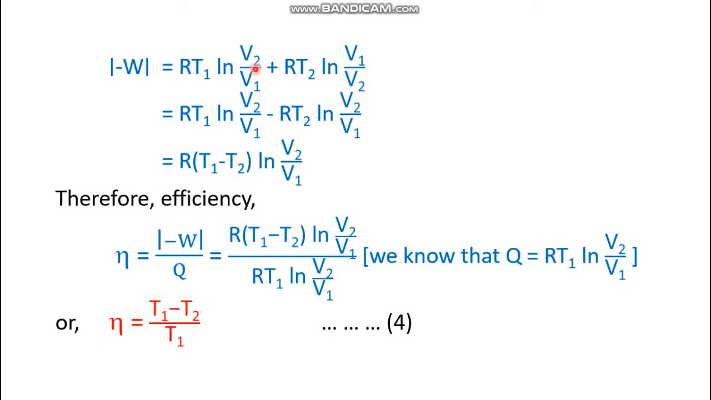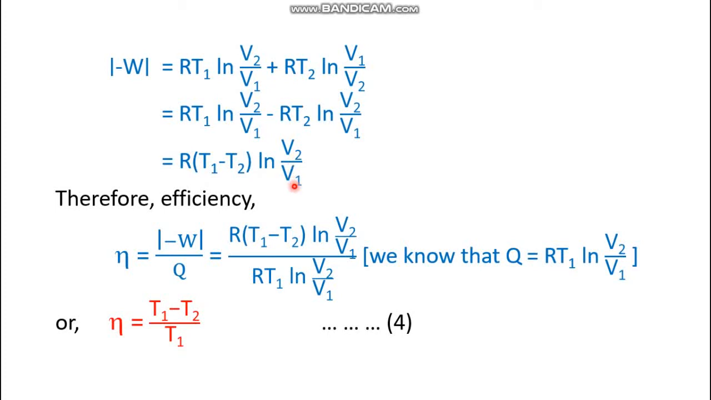Okay, so this is V2 by V1 and this is V1 by V2. In order to make them similar in order of the rational relationship, this is V2 by V1. So if we want to make this one also V2 by V1, this sign should become negative. So we are doing so here, minus RT2 ln V2 by V1. Now ln V2 by V1 is common, R is also common, and only T1 minus T2 is left. So the relationship is R into (T1 minus T2) ln V2 by V1.